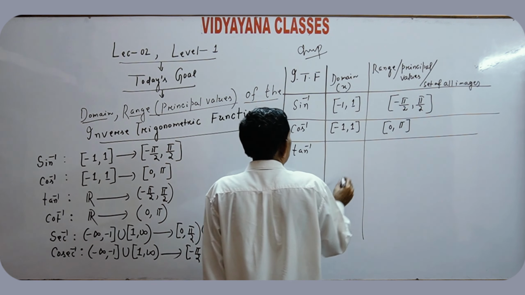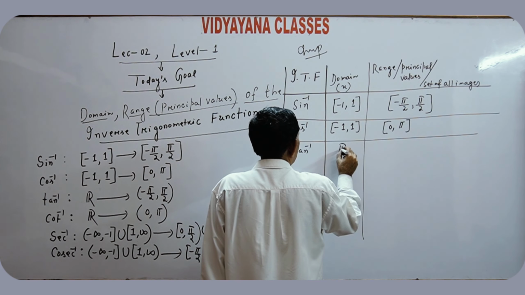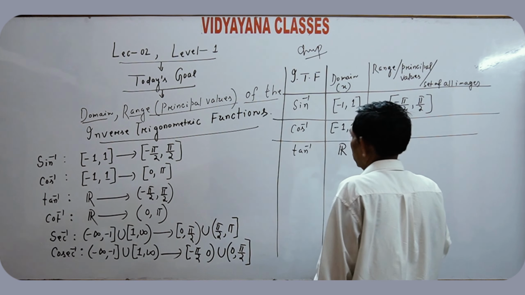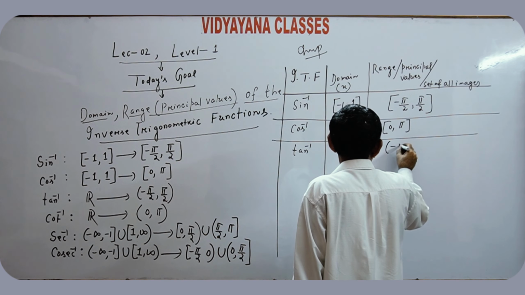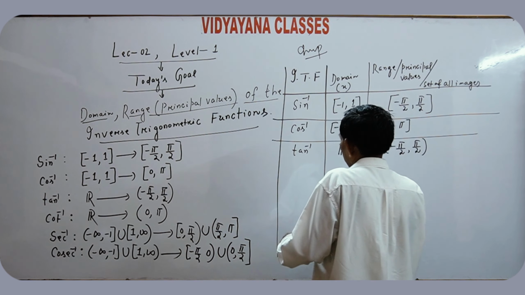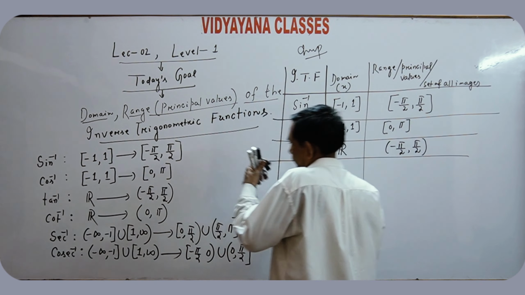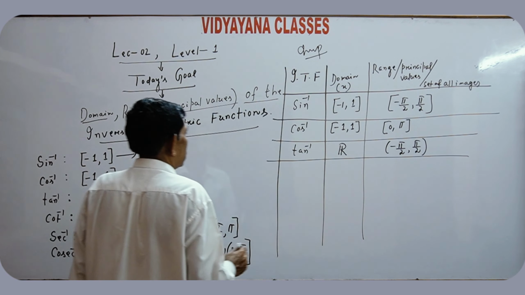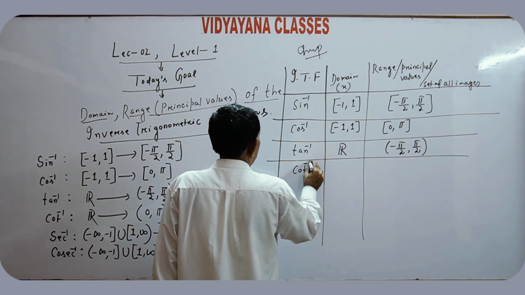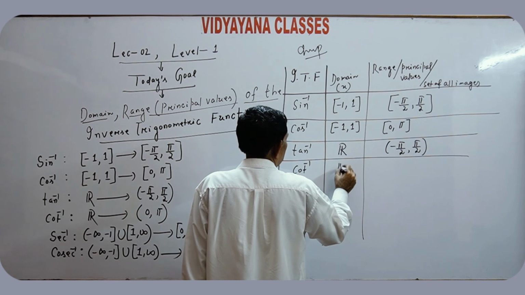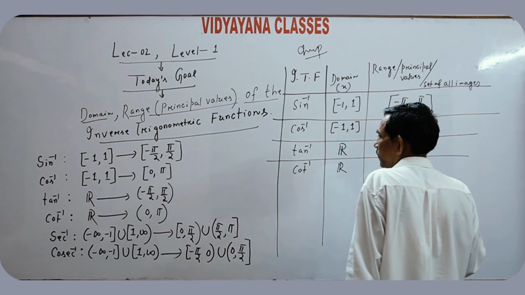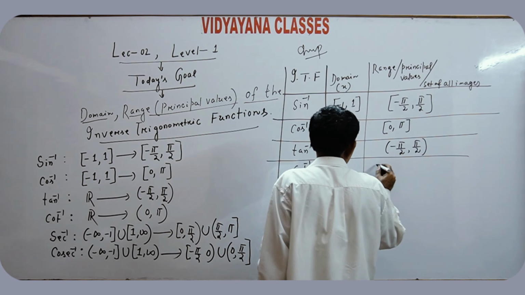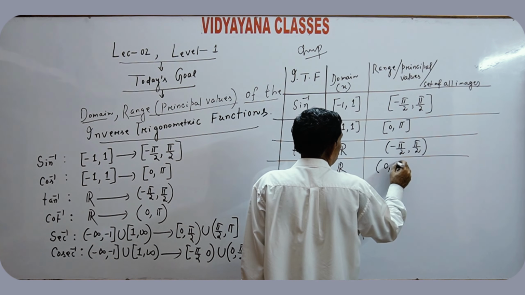Tan inverse operates on the set of real numbers, gives the principal values, open bracket minus pi by 2, plus pi by 2 open bracket. Cot inverse. Cot inverse x means set of real numbers. Cot operates on this set, gives the range that is open bracket 0 pi open bracket.